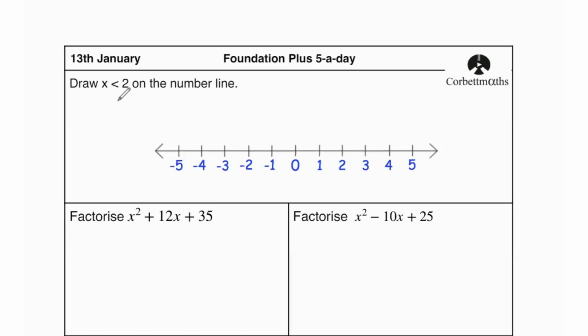First question says draw x less than 2 on the number line. So let's first mark 2 on the number line. Since it's less than, we draw a circle that's unshaded. So less than 2 is going to be on the left-hand side because values of x are decreasing.